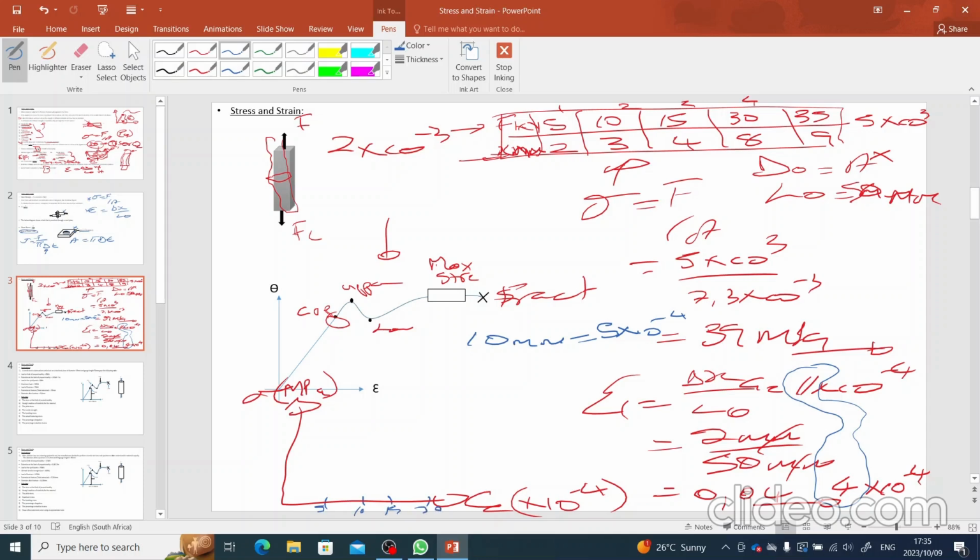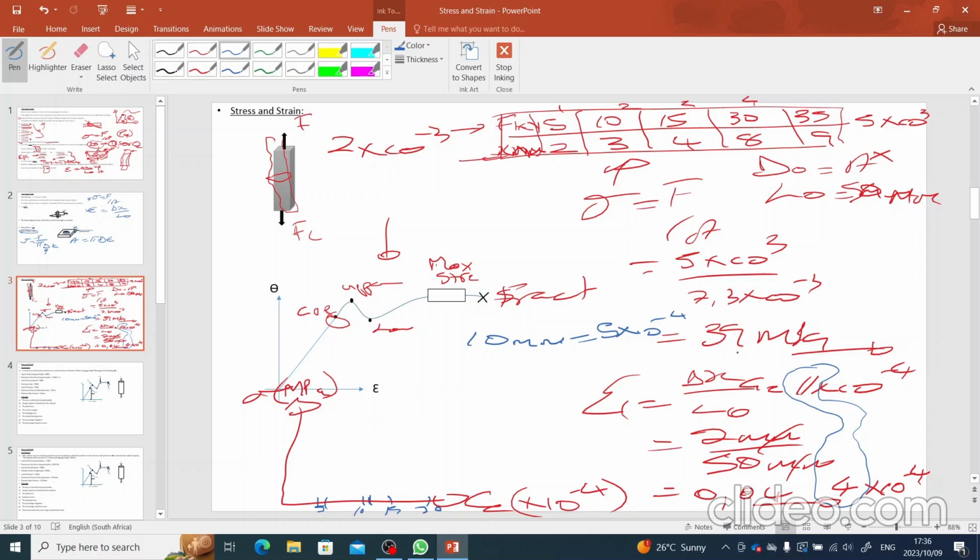Then when you plot your graph, you know that strain 1 is 4, it will be here. Then strain 2, it is 11, it will be here. Strain 3, let's say it is 14, you know that it will be here. This will be easy for you to be able to plot the graph.